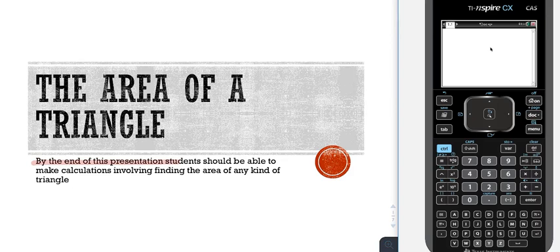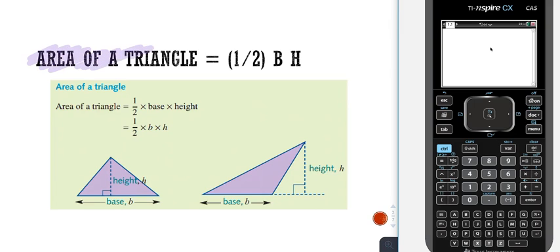This presentation is looking at making calculations involving finding the area of any kind of triangle, so not necessarily a right angle triangle, and not necessarily a triangle where we've at first got all the information we need. We're going to do this using 3 different methods.